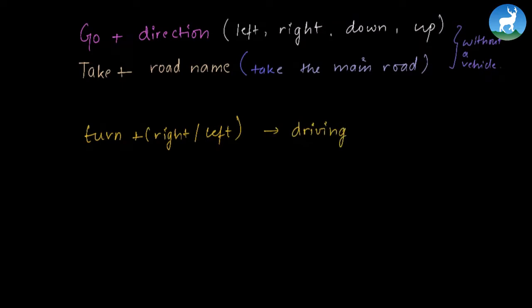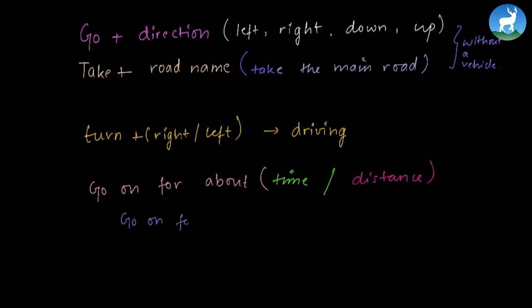You can also give directions using time and distance, right? So go on for about. Here you can either mention time, go on for about 2 minutes, or you can say distance, go on for about 100 meters, right?